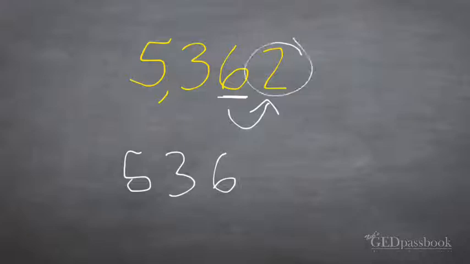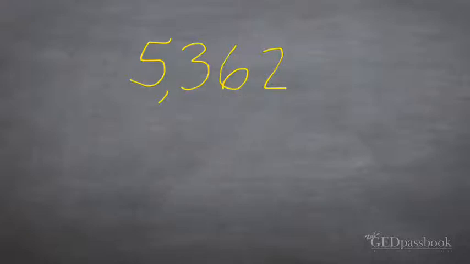In this case, there was only 1 extra number, so 0. So 5,362 rounded to the nearest tens place is 5,360. The 6 doesn't change, but this 2 did. It became 0. Exactly, because of the tens place.